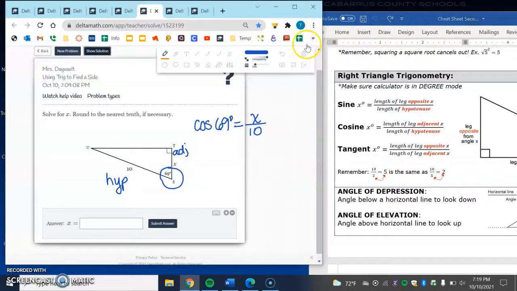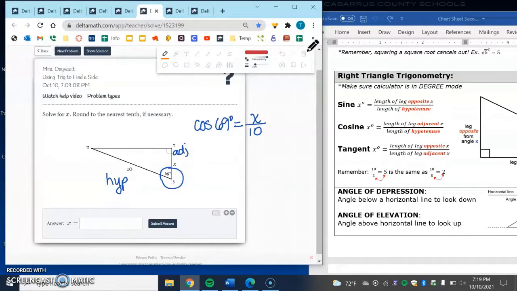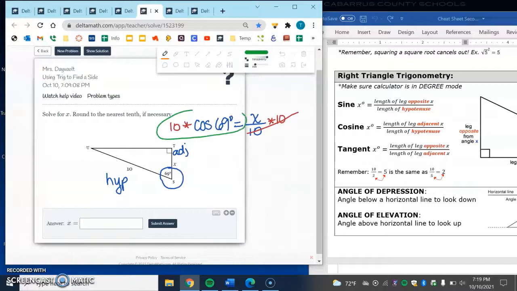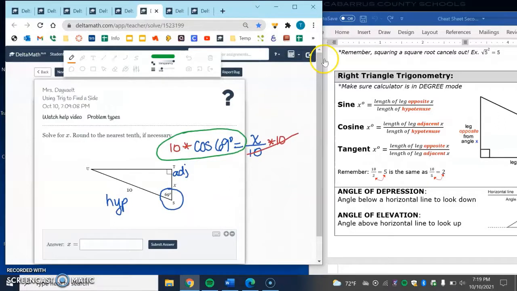All right, next what I'm going to do is solve for x. And I want you to think about, if I wanted to get x alone here, what could I do? I would need to get rid of dividing by 10, so I could multiply by 10 on both sides. Now when you multiply, we're not going to multiply the angle number by 10. What we're going to do is type this into the calculator. You can use the graphing calculator, you can use the Desmos calculator, you can use the Delta Math calculator. They all have trig functions in them.